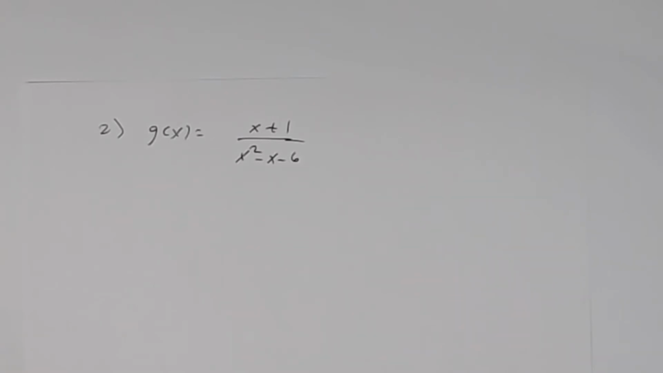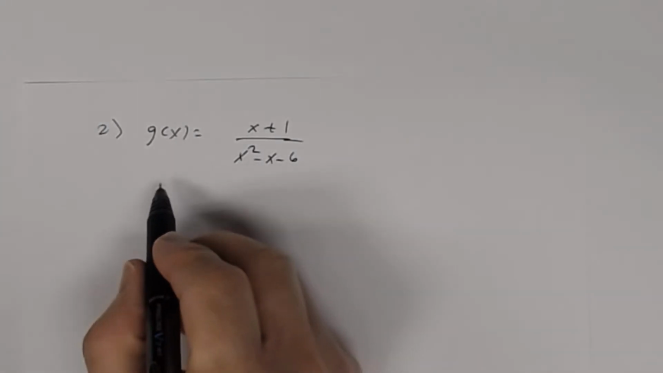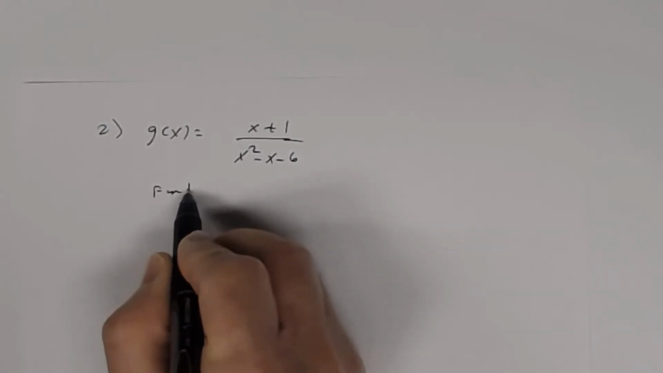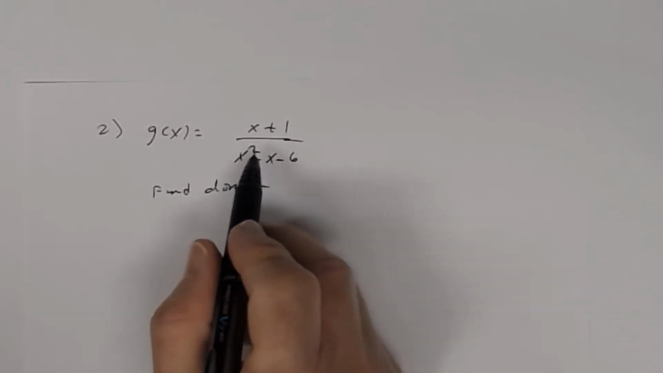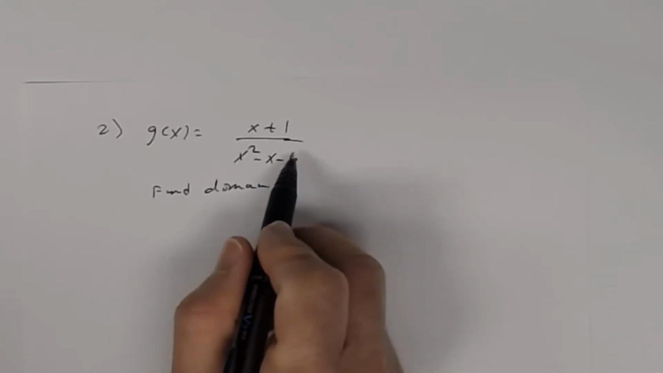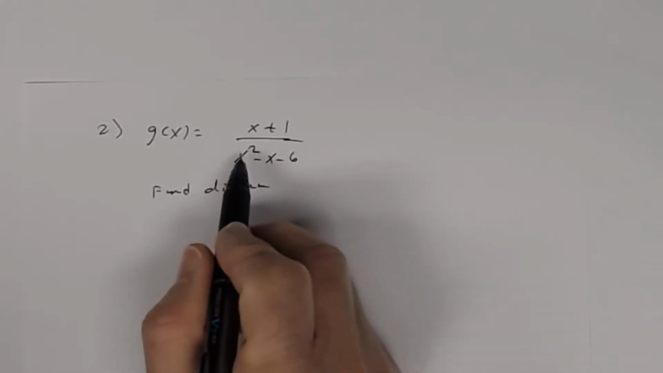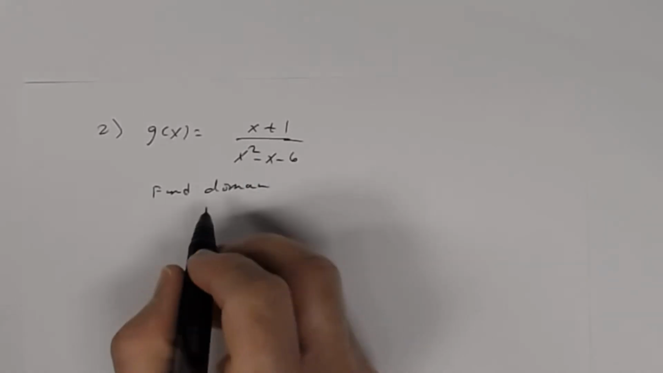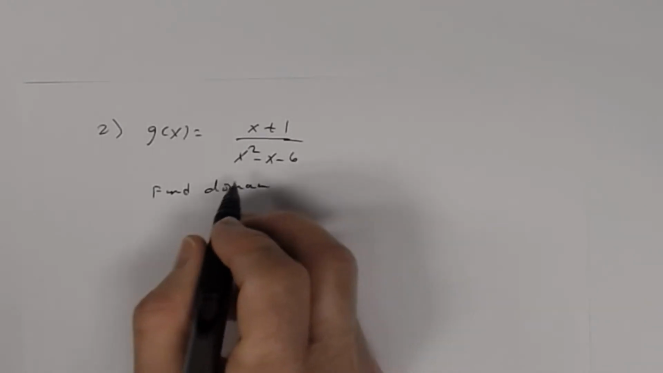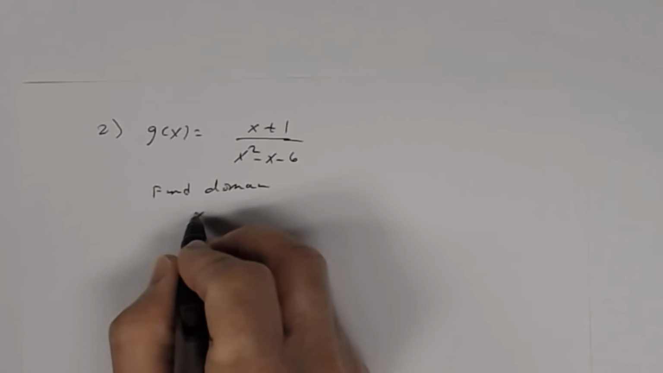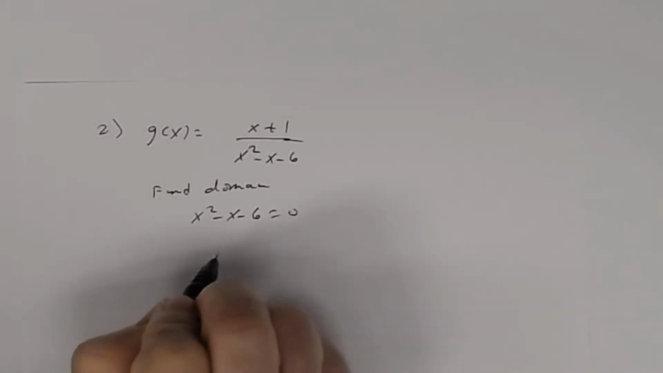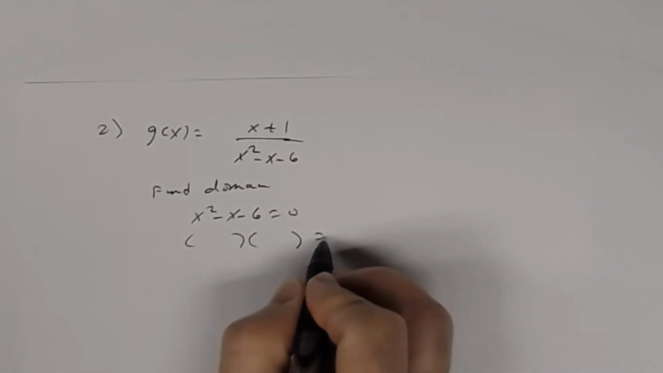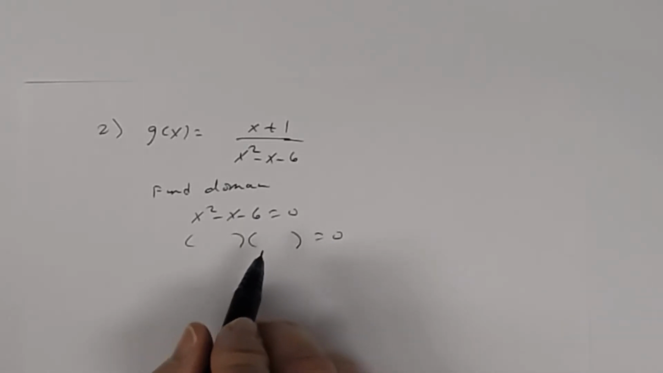Now the domain should not be an issue because you dealt with something like this before. Remember, when you find the domain of a rational function, you're determining the zeros of the polynomial that's in the denominator. So you're finding out what makes this denominator equal to 0. You set that equal to 0, and notice this is a quadratic equation, so you're going to factor. If it's not factorable, you have to use the quadratic formula.